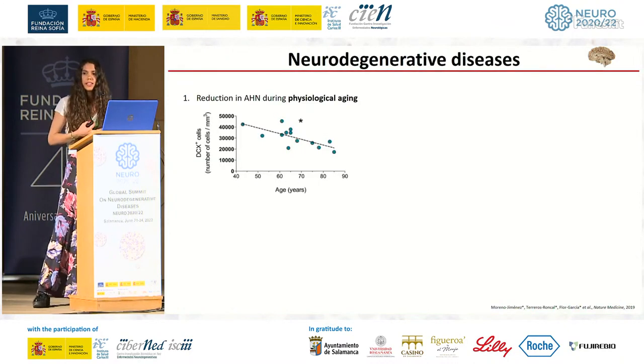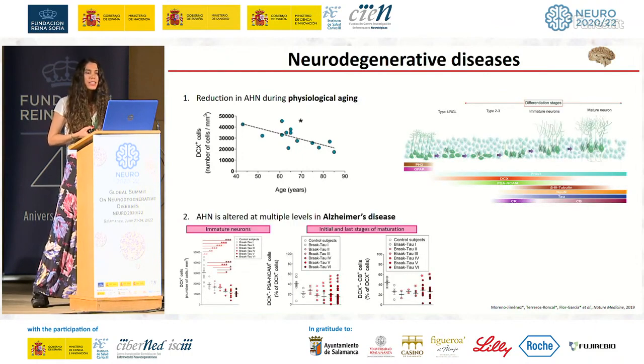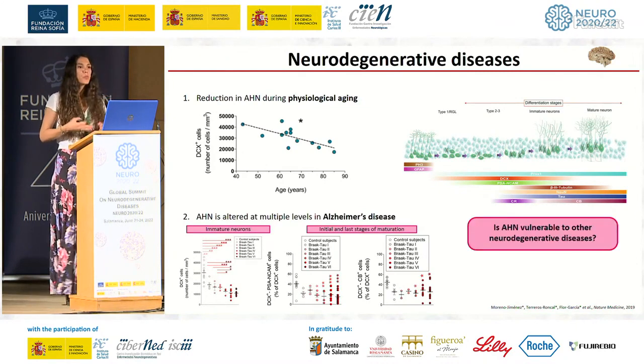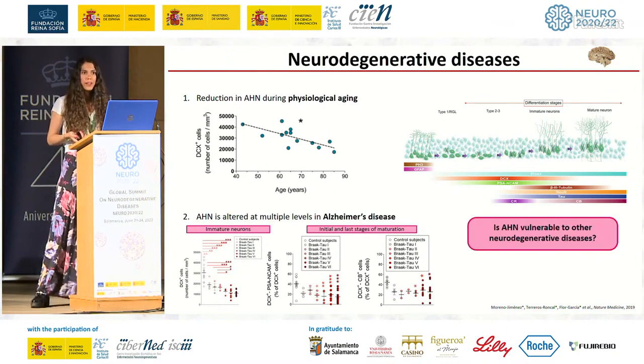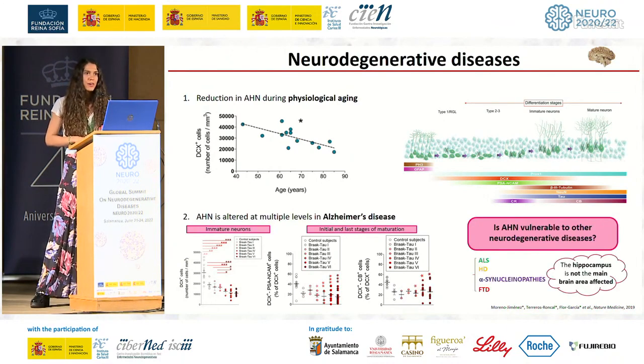So regarding all this data, we and other laboratories have shown a reduction in adult hippocampal neurogenesis during physiological aging, and moreover, adult hippocampal neurogenesis is altered at multiple levels in Alzheimer's disease. So we wondered whether this process was also altered in other neurodegenerative diseases, such as amyotrophic lateral sclerosis, Huntington's disease, Parkinson's disease, dementia with Lewy bodies, or frontotemporal dementia. Importantly, the hippocampus is not the main brain area affected in these patients, but a variable degree of hippocampal alteration could be observed in some of them.